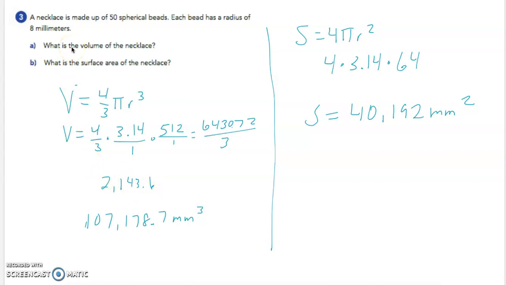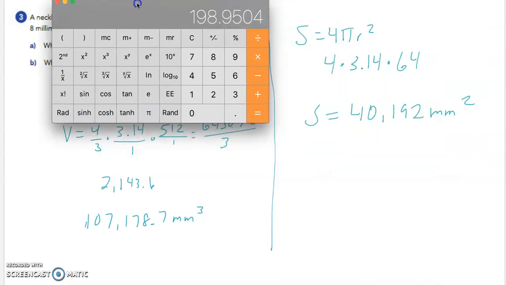I have to multiply that by 50. And when I do, I get 107,178.7 millimeters cubed. And to find the surface area, I do 4 pi r squared. So 4 times 3.14 times 64. I got the 64 because the radius is 8, and 8 times 8 is 64. When I multiply that all out, I got a number. Not this number, this is the answer. I'm sorry, I didn't write that down for you guys.